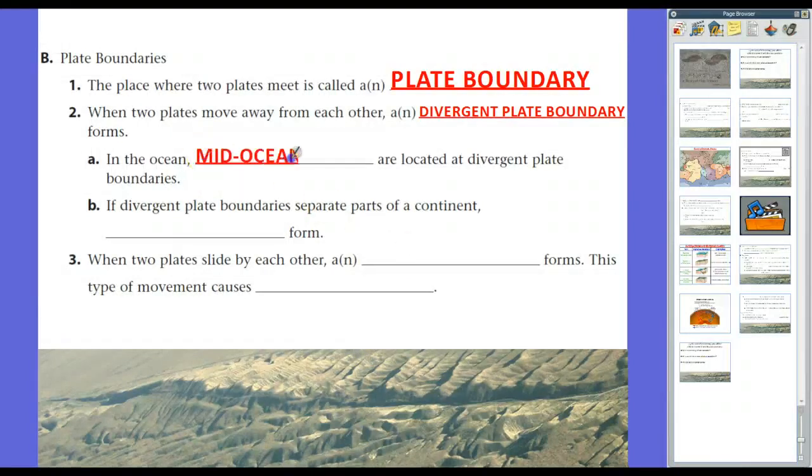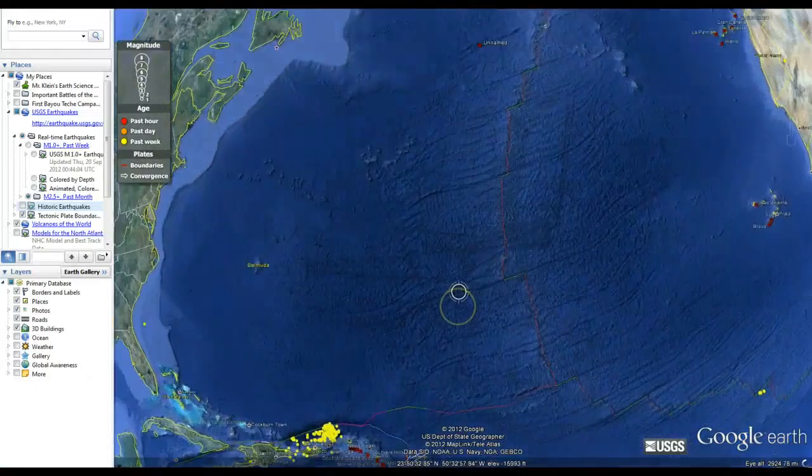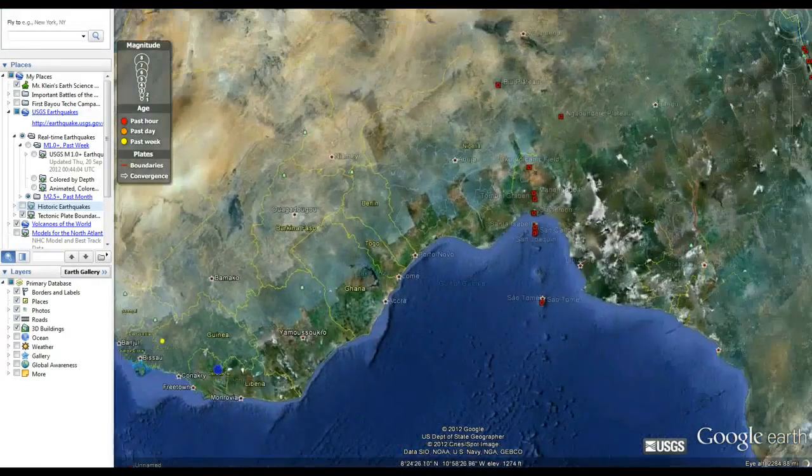In the ocean, mid-ocean ridges are located at divergent plate boundaries. But that's not the only place where divergent plate boundaries take place. Occasionally, they'll happen within continental plates, and what we'll have is what we call a rift valley. And oftentimes, instead of mountain ranges, you'll see active volcanic activity. And we'll see this in Africa.